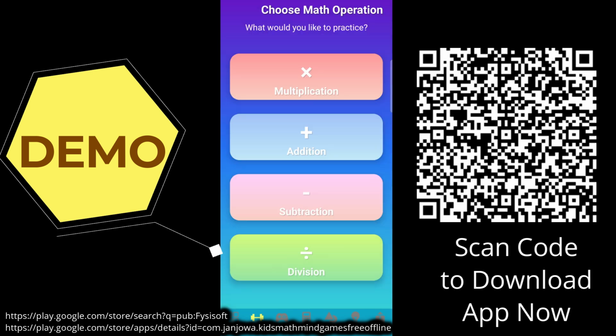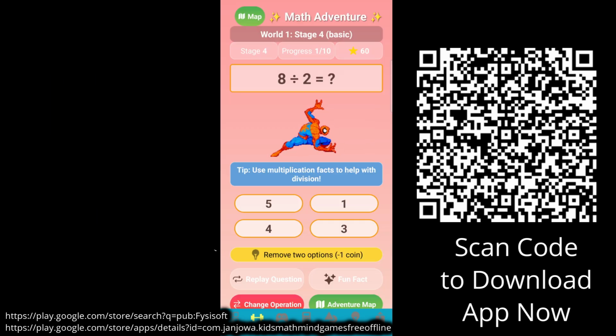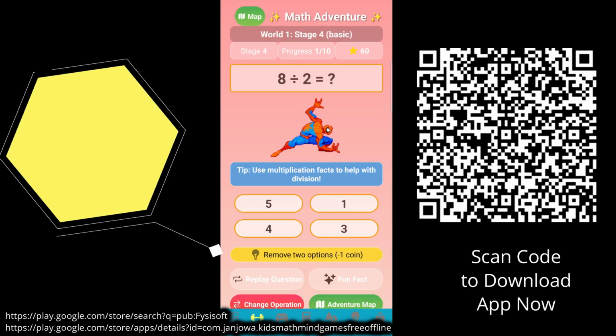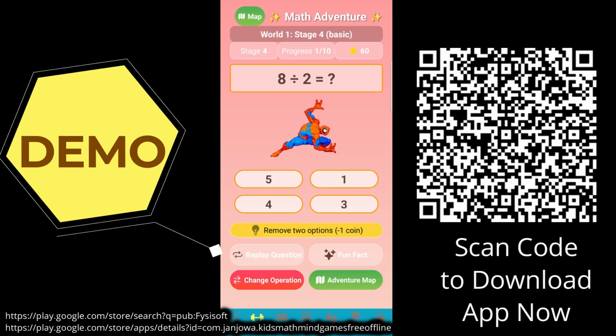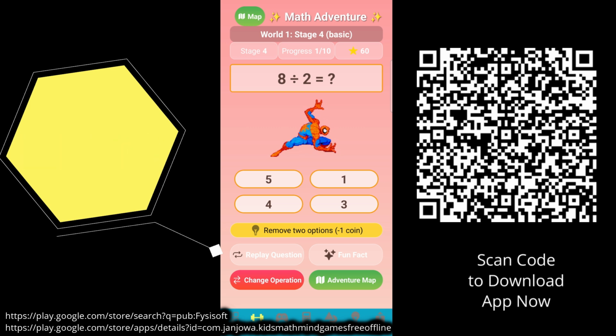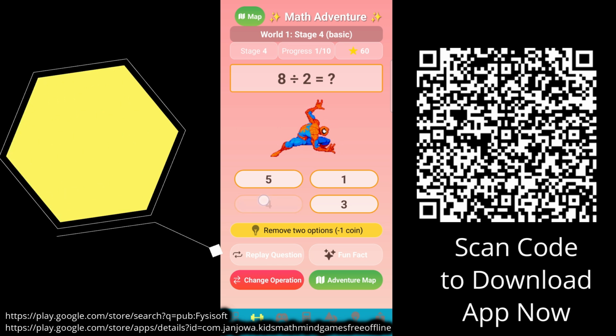What is 4 minus 1 equals? Here's a helpful tip. Think of subtraction as finding the difference. What is 8 divided by 2 equals? Here's a helpful tip. Use multiplication facts to help with division. What is 8 divided by 2 equals?